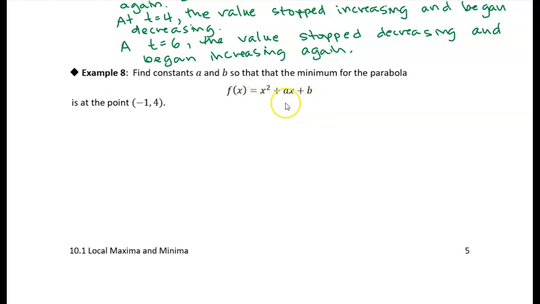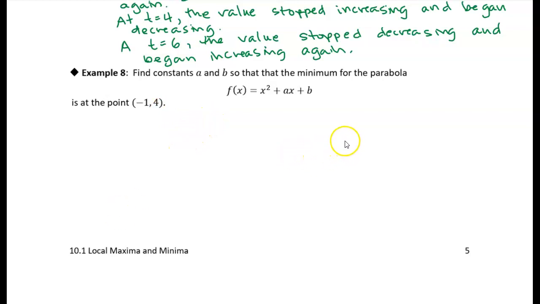But we're just looking at a generic function for a parabola where those constants are just a and b. But just keep in mind that those are constants. They're just constants. Treat them as if they could be 2 or 8 or 16 or whatever. Okay? And so we want to find the constants a and b so that the minimum of the parabola is at -1, 4. All right? So we're trying to find this quadratic that has a minimum at -1, 4.